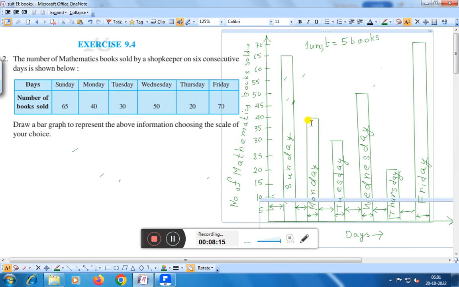Then on Monday, the number of books sold is 40. On Tuesday, it is 30. On Wednesday, it is 50. On Thursday, it is 20. And on Friday, it is 70. This is the bar graph of question number 2.